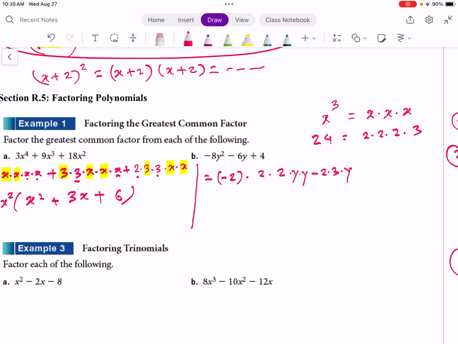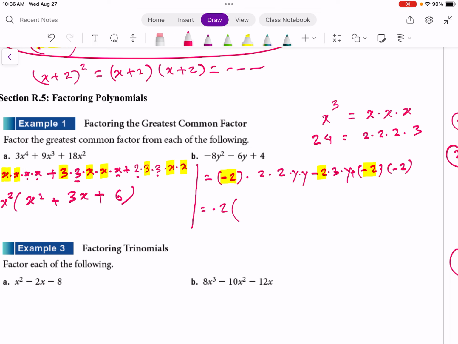Now why do we want negative 2 times negative 2? The reason I want positive 4 to be negative 2 times negative 2 is that now in each term there is a negative 2, right? And we can factor out negative 2. So negative 2 is a common factor. So let's factor out negative 2.